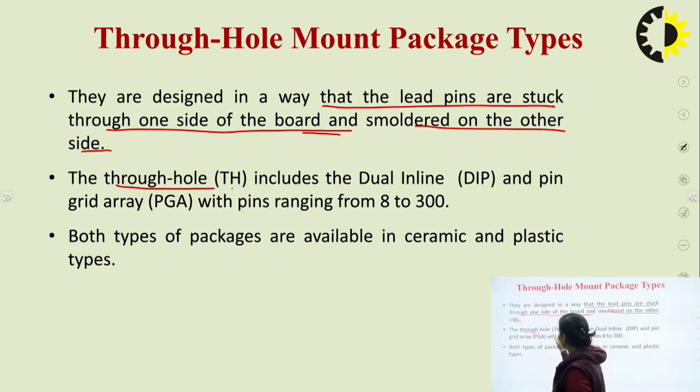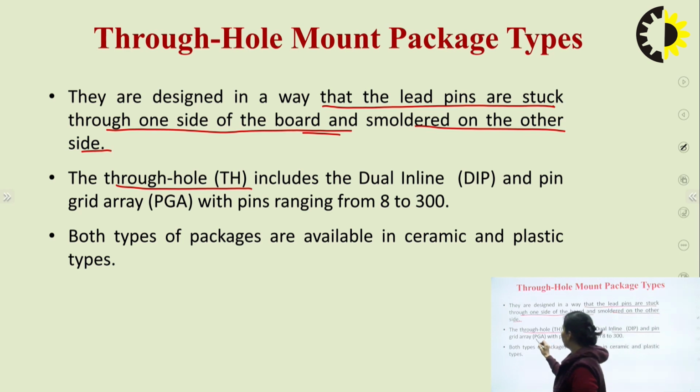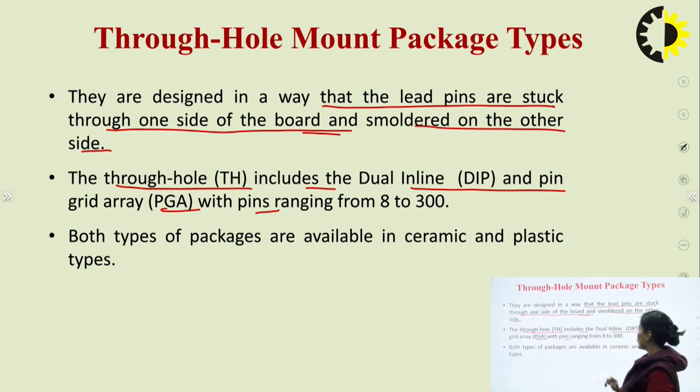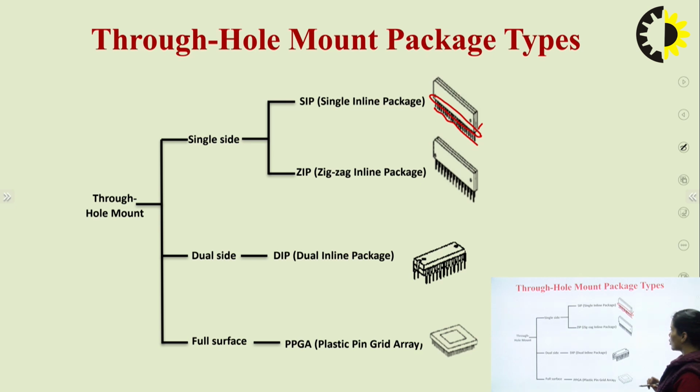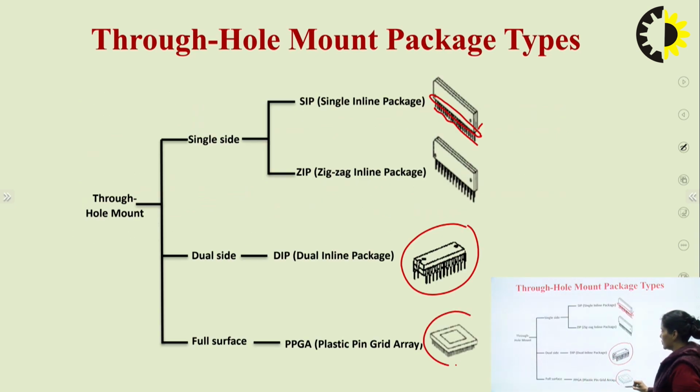The through hole mount includes the dual inline and pin grid array with pins ranging from 8 to 300. These are the two most popular types in the category of through hole mount package types. That is the dual inline package, the DIP package, which is the most common we use in the labs. This is the form. And another one is the pin grid array, like this. As we can see, most of the microcontroller and advanced processor ICs look like this.